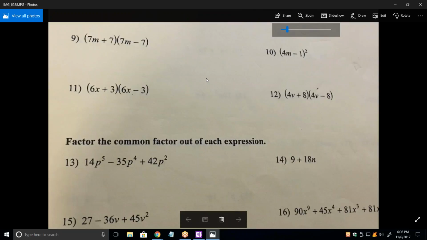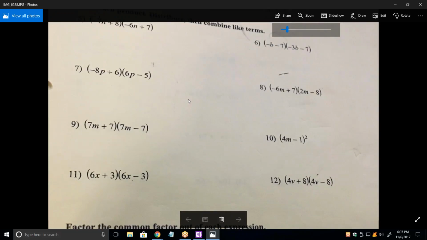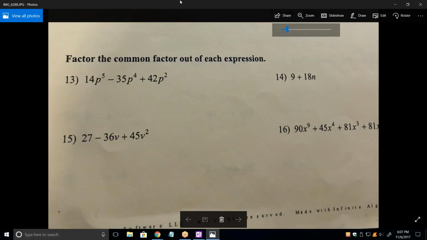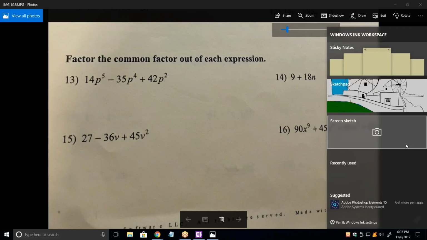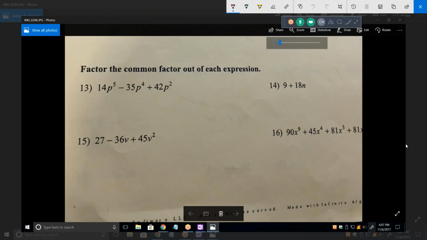I need help with 13, 14, 15, and 16. Whenever you're factoring anything, the very first thing you should look for is greatest common factor. They don't say greatest here, but that's what they want you to do. It says factor the common factor out of each expression. Well, they really mean greatest common factor.